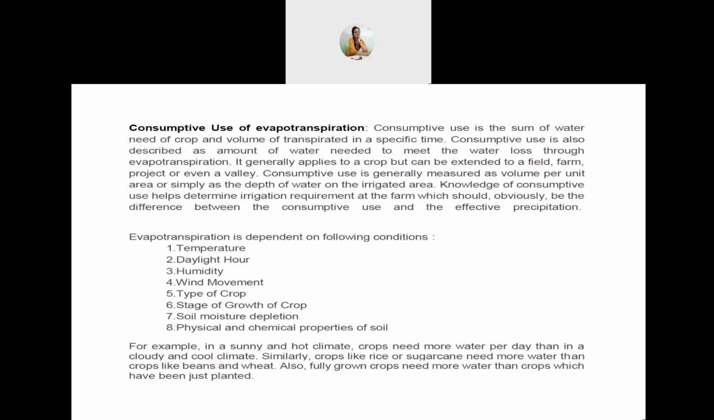So evapotranspiration is dependent on certain factors. There are 8 factors which I have cited here. First one is temperature, second is daylight hours, third is humidity, fourth is wind movement, fifth is type of crop, sixth is stage of growth of crop, seventh is soil moisture depletion, eighth is physical and chemical properties of soil. For example, in a sunny and hot climate, crops definitely need more water per day than in a cloudy and cool climate. Similarly, crops like rice or sugarcane need more water than crops like beans and wheat. Also, fully grown crops need more water than crops which have just been planted.